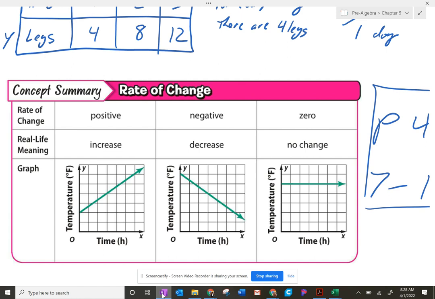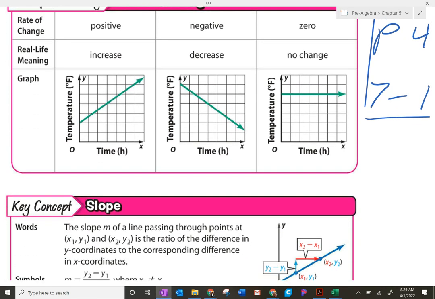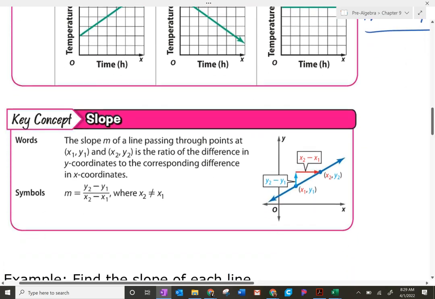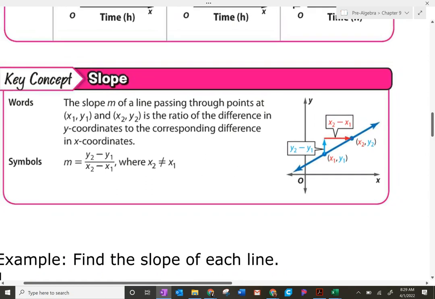Another name for rate of change, or how we can explain what this line is doing, if it's going up, going down, or if it's staying the same, is called the slope. The slope of a line is how much it increases or how much it decreases through different points. So I'll show you the picture.